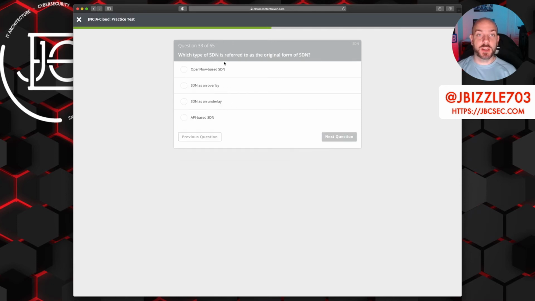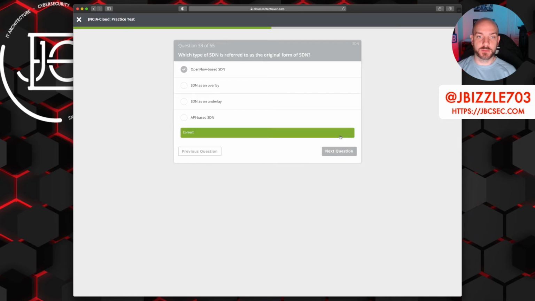Which type of SDN is referred to as the original form of SDN? OpenFlow based SDN, SDN as an overlay, SDN as an underlay, API based SDN. I believe it's OpenFlow based SDN. Yep.